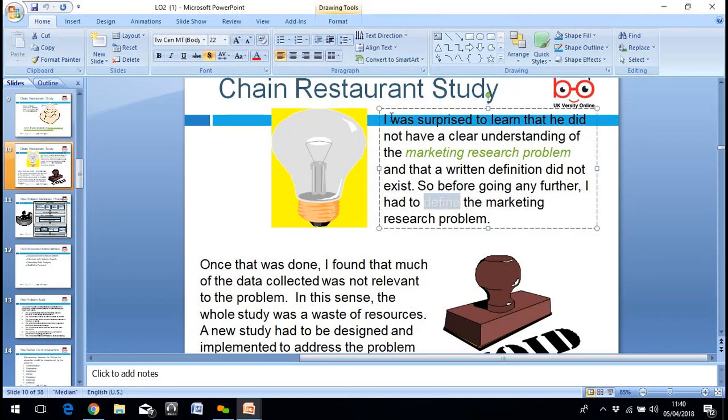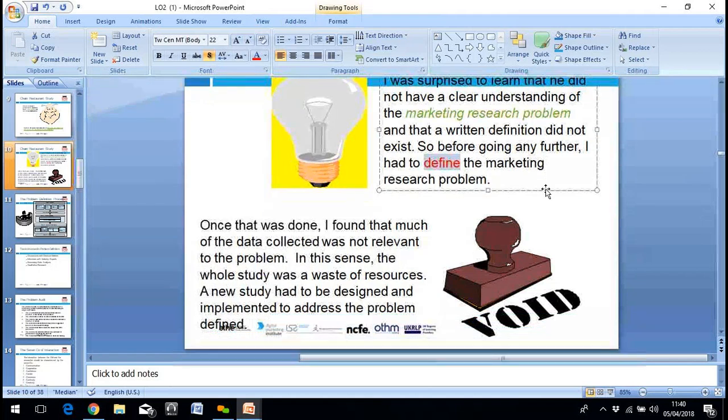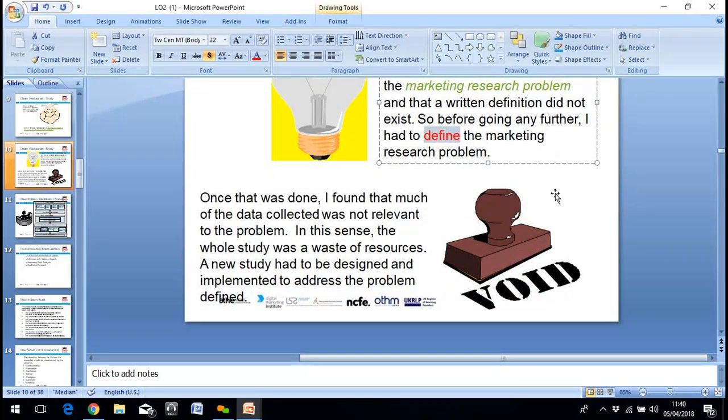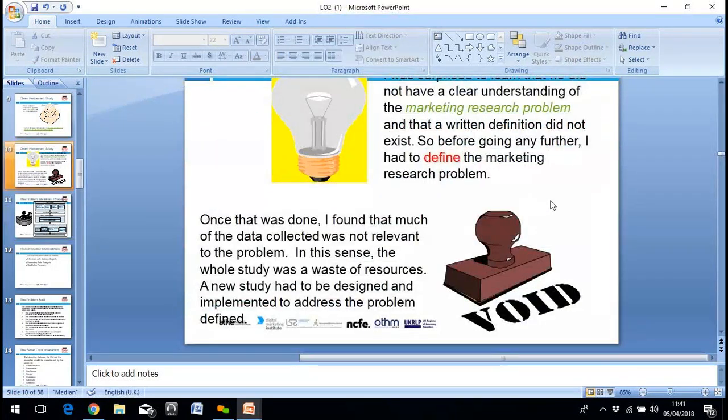Oops, I'll make that clearer. Define the marketing research problem, or define the research problem. So once that was done, he found that much of the data that he'd already collected wasn't relevant to the problem. So you can't put the cart in front of the horse.